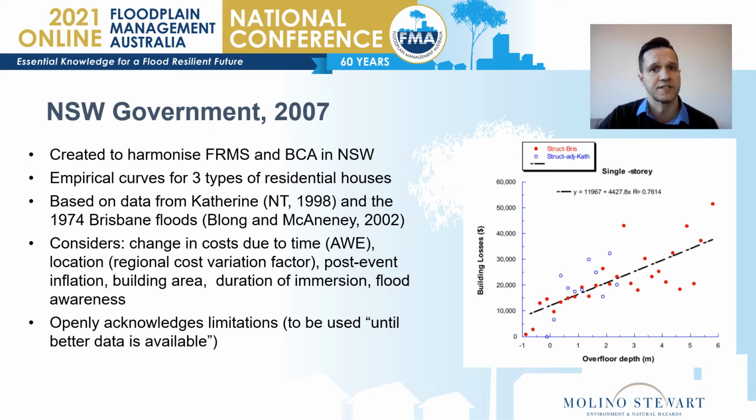Yes, values can be adjusted in time using the average weekly earnings, but the authors note that this would still significantly underestimate contents damage. The curves are also linear, whereas most recent models use log normal curves, and they seem to use a threshold of a meter to differentiate between high-rise and low-rise houses, which may result in a bit of inaccuracies when the flow depth is slightly above or below the floor level.